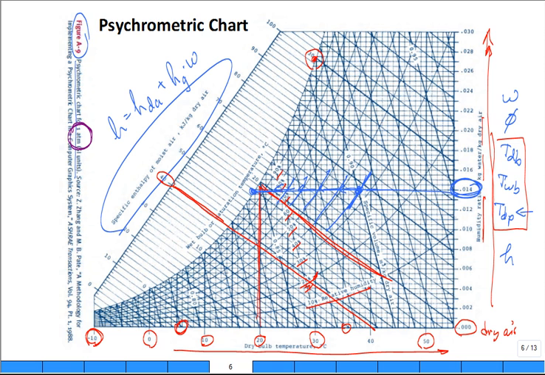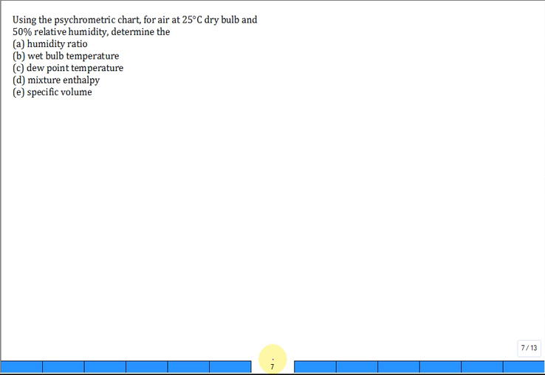Ready to use the chart? Use the chart, locate where air is at 25 degrees C dry bulb at 50% relative humidity. Then read off humidity ratio, omega, temperature wet bulb, temperature dew point, mixture enthalpy, and specific volume.